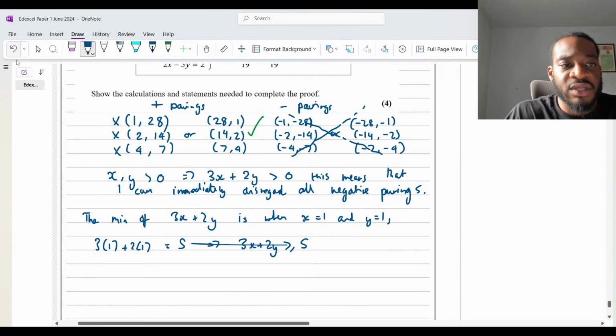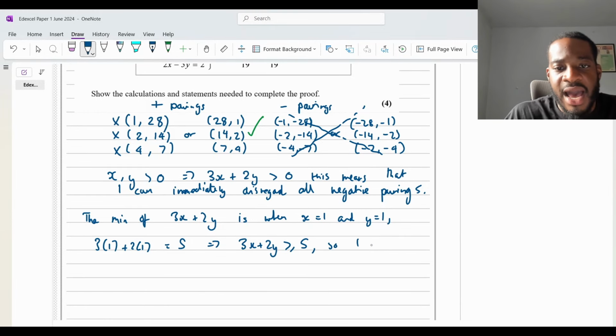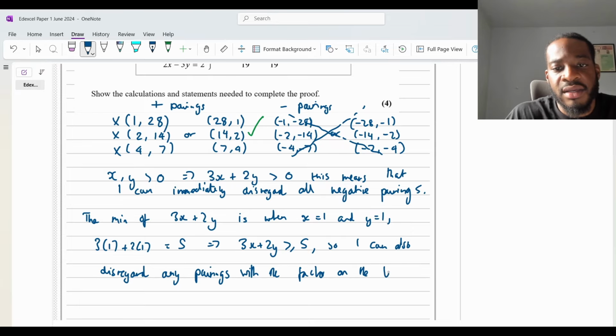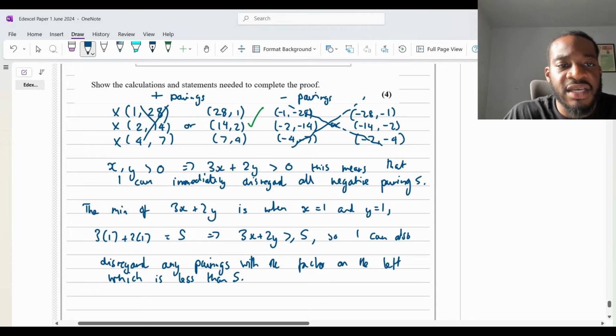So with that being said, I can also disregard any pairings with the factor on the left which is less than 5. Right? So that means I can get rid of these. And all I need to do is just check these 3 in the middle.